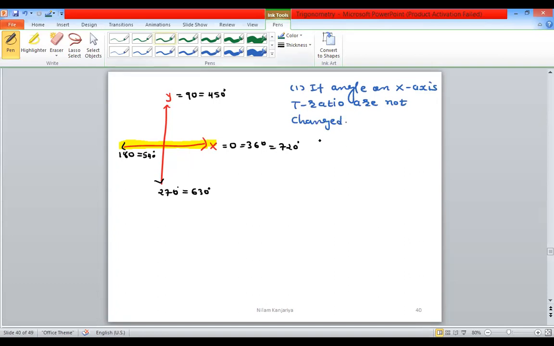That means sine remains sine, cos remains cos, tan is tan, cot is cot, sec is sec, and cosec is cosec. There's no change in the trigonometric function.